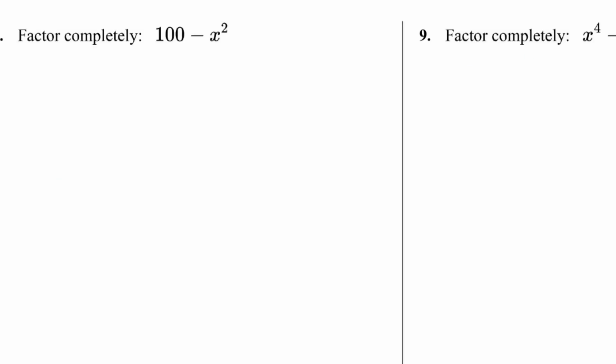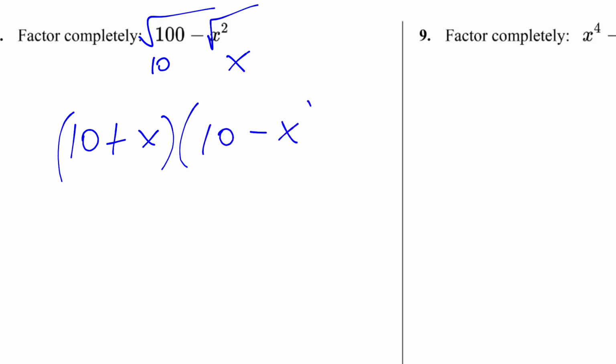Now, how do you actually use it? Well, think about the square root of 100. That's 10. The square root of x squared, that's x. So you write it as 10 plus x and 10 minus x. So it always has to have that pattern where the first one is plus and the second one is minus, and they're going to be the same values otherwise.